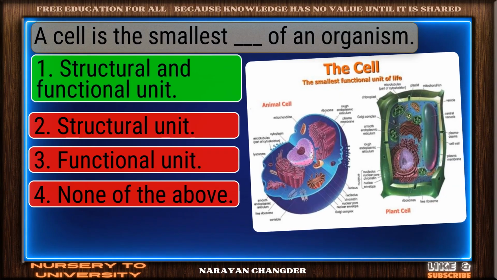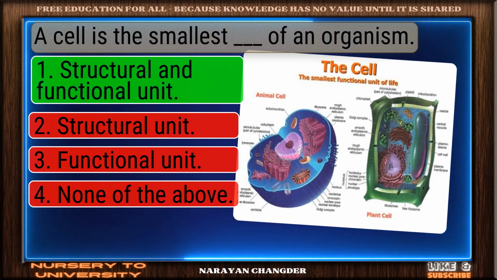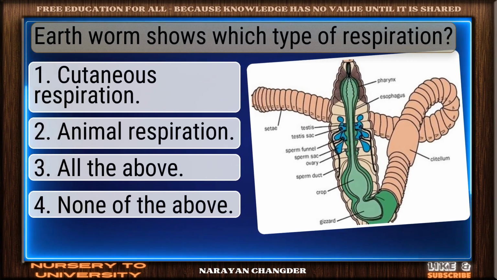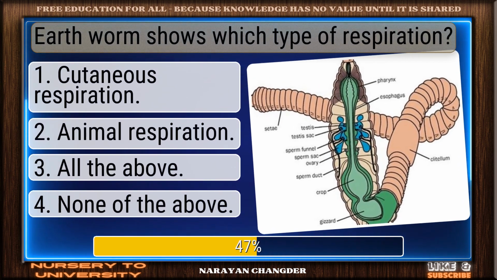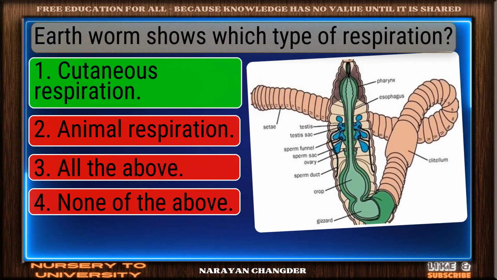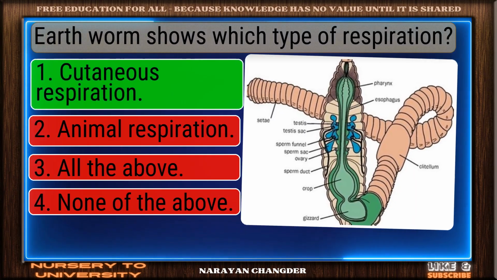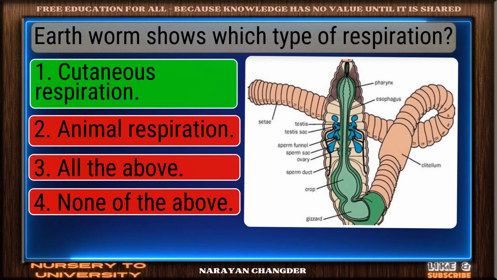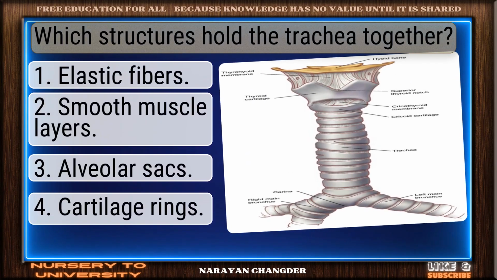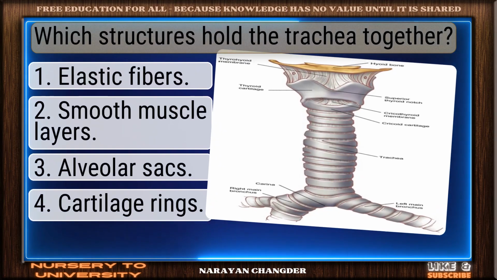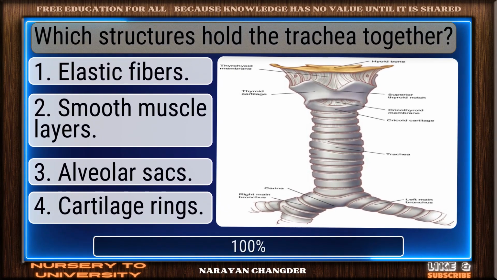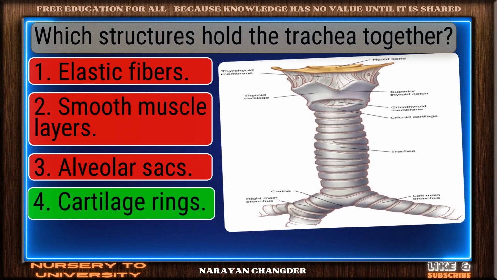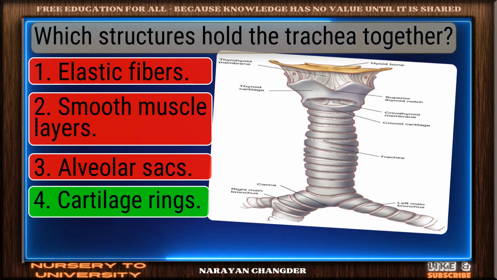Excellent. Structural and functional unit is a brilliant choice. Question number 80. Earthworm shows which type of respiration? Correct response. Cutaneous respiration is the most accurate answer. Question number 81. Which structures hold the trachea together? Nice work. You chose cartilage rings and it is correct.